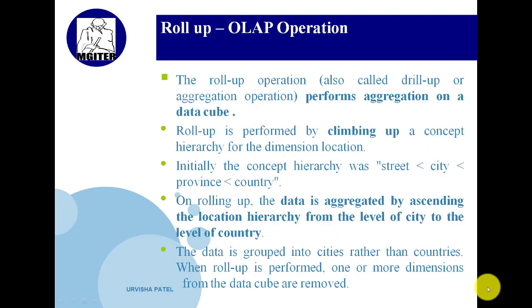First operation is roll-up operation. The concept hierarchy of location is street, city, province, and country. For roll-up operation, the data is aggregated by ascending the location hierarchy from the level of city to the level of country. Let's see one example.